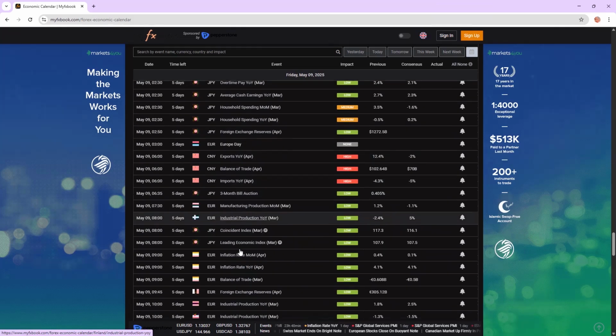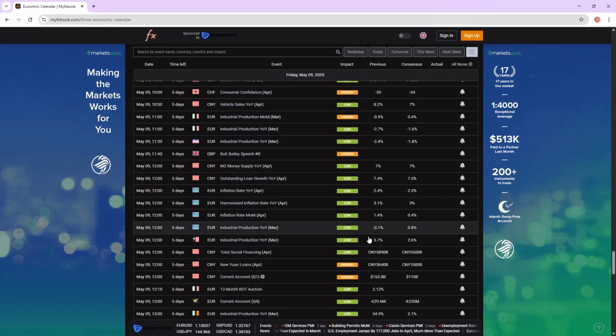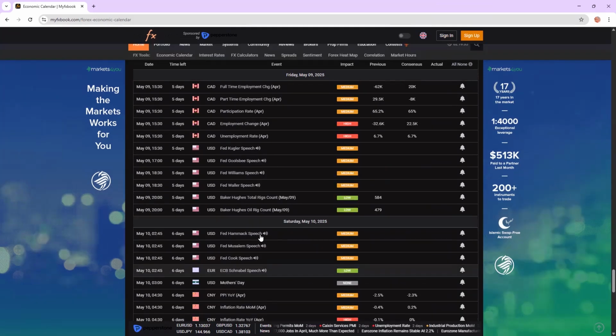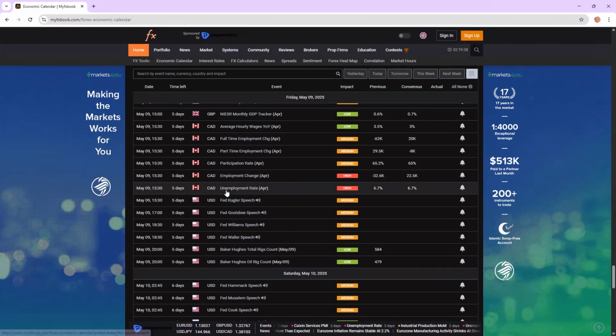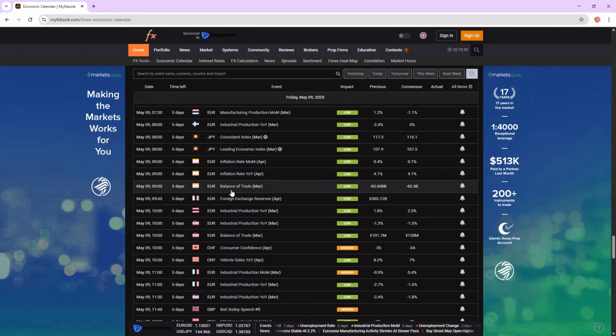Friday, what are we having? Just look at its impact. Previous, consensus, it means forecast, people's opinions or analysts' opinions. And these forecasts, sometimes they're like sentiments. I think you can see. On the Fed, we've got Fed news, and unemployment rate on CAD on Friday. Friday, we have unemployment rates on CAD. So that's it.